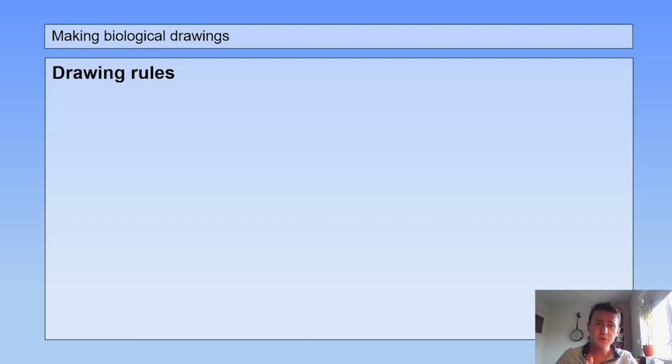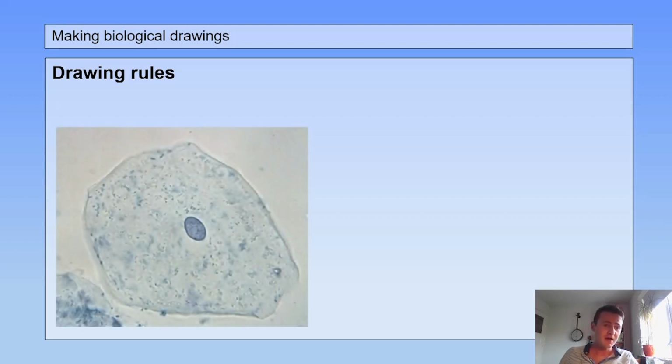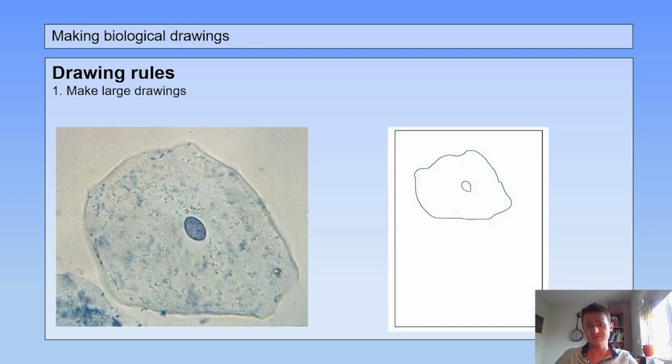There are a few rules you need to keep in mind when you're making biological drawings. On the left you see a picture of an animal cell, and on the right you see me doing my best in Paint. But the first rule is that you make large drawings. So if this would be your piece of paper, use at least half of your piece of paper when making biological drawings. So don't make a little drawing somewhere here in the corner, but use at least half of your paper.